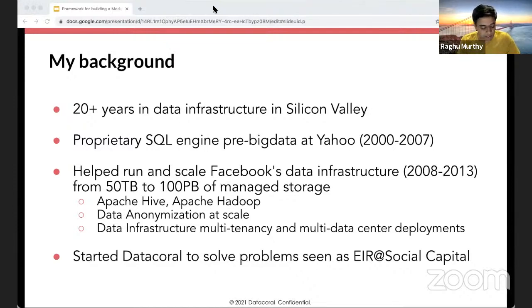And then after that, I was an EIR at a VC firm based out of the Bay Area called Social Capital. And I ended up talking to a whole bunch of companies that were trying to leverage their data.